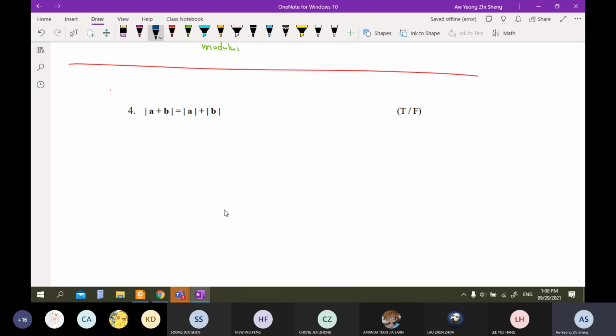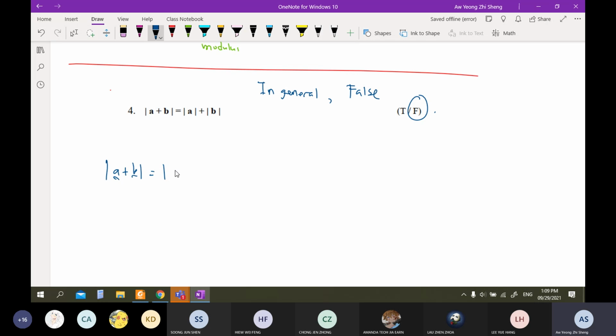Okay, length of A plus B is equal to length of A plus length of B. Do you think this is true or false? Okay, it is false. But this one is actually quite obvious. It is false in general. Under what situation will it become true?